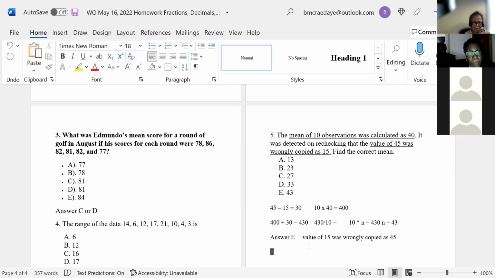Every value was 15. What did I do? You say if 15... But Michelle, you're right, it's 30. But what would I do with the 30 and the 400? Would I subtract it or add it? You would subtract it. That's right, Michelle.